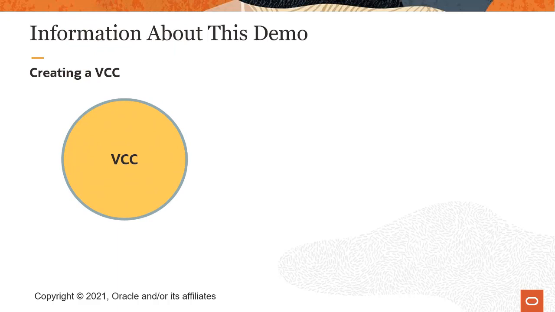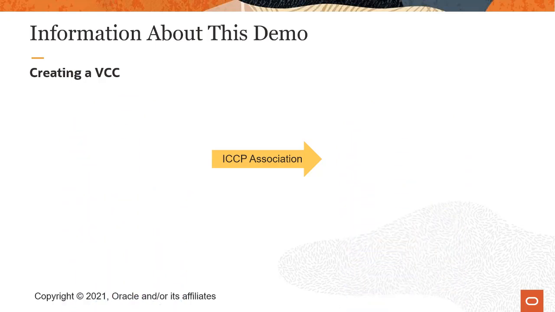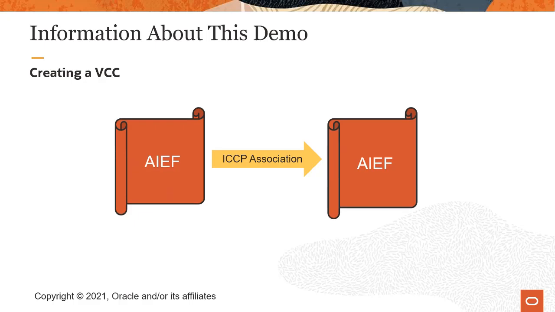The VCC we're creating in this tutorial will serve as an ICCP client that makes an ICCP association with the remote SCADA system. To make an ICCP association, both parties need to know certain parameters and information about their own VCC and the other party's VCC. Typically, when two parties are setting up an ICCP association, they share the ICCP association information with each other by filling out and exchanging a document called Association Information Exchange Form, or AIEF.